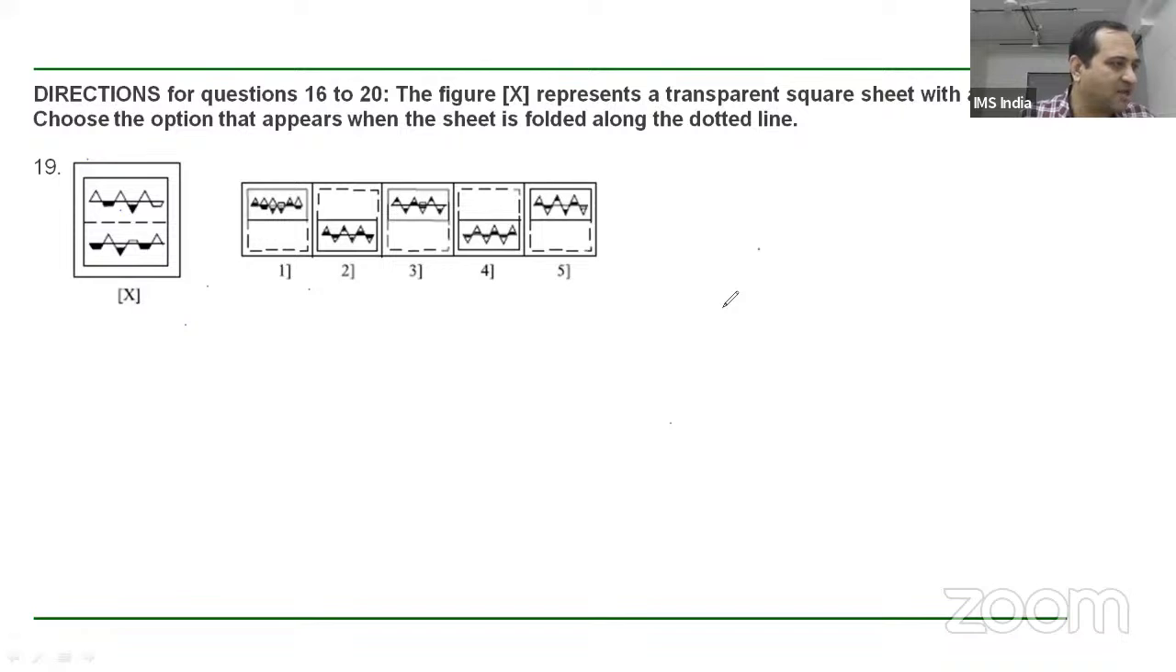Forum check, others are correct. Very good, guys. Very good. Correct forum. Now you got it. Good.